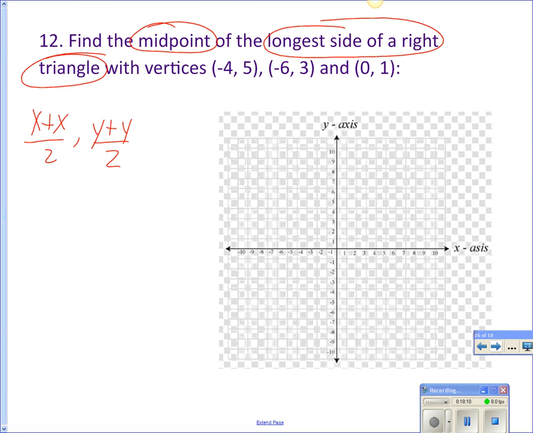How do I find what the longest side is? I graph it. You're going to have to graph it. You have to graph it to find what the longest side is. So you got to read. All right, so let's graph this one. So negative 4, 5. Negative 6, 3. And 0, 1.